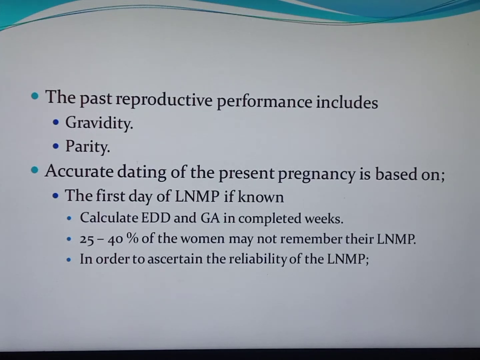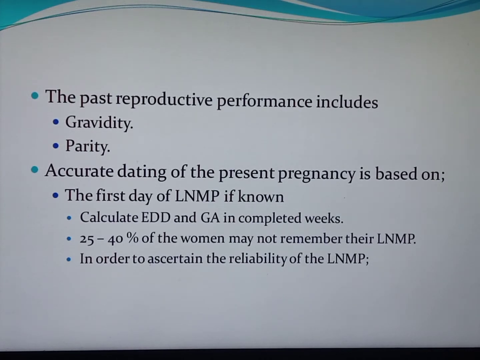The age of viability varies in different countries, but in our setup, we say the pregnancy is viable if it extends beyond 28 weeks of gestation or the fetal birth weight is greater than 1,000 grams. In many developed countries, they use 20 weeks as the cut point for fetal viability, or a fetal birth weight of more than 500 grams, and they consider it viable.